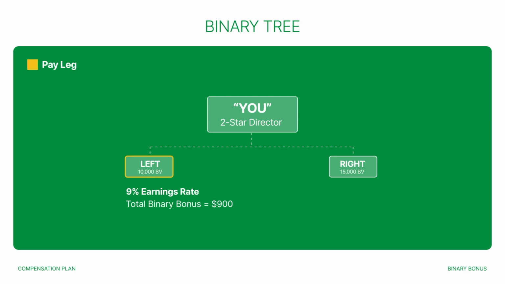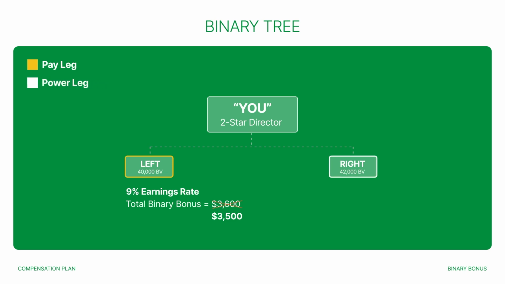However, let's say there is more volume in the binary structure in the commission week. A paid rank of 2-star director with 40,000 BV in the pay leg will result in eligible binary bonus earnings of $3,600. However, the weekly max binary bonus earnings amount for 2-star director is $3,500. This means that the potential $3,600 will be reduced to the maximum amount allowed at the paid rank, and $3,500 will be paid.